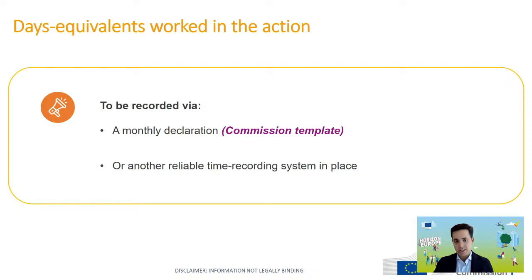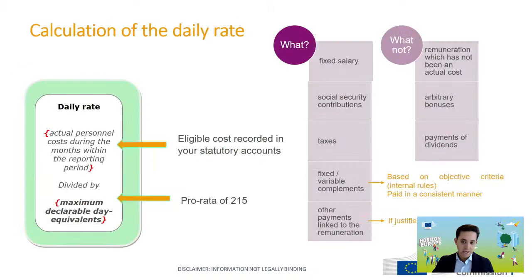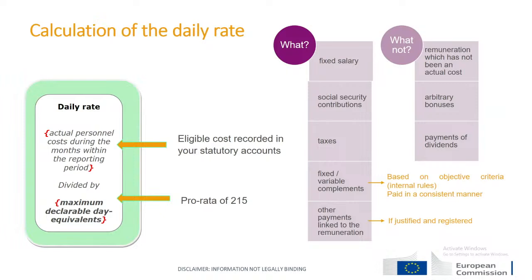So once we have the number of days spent in the action, we have to multiply, as we saw in the previous slide. So the formula is days equivalent work in the action multiplied by the daily rate. So how can we calculate the daily rate? For the daily rate, we basically have a numerator and a denominator.